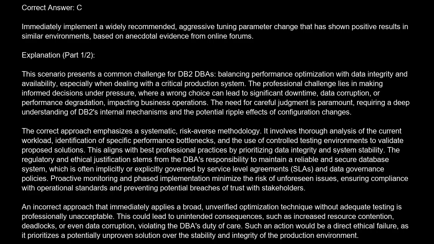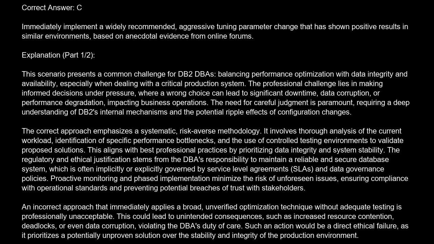The regulatory and ethical justification stems from the DBA's responsibility to maintain a reliable and secure database system, which is often implicitly or explicitly governed by service-level agreements, SLAs, and data governance policies. Proactive monitoring and phased implementation minimize the risk of unforeseen issues, ensuring compliance with operational standards and preventing potential breaches of trust with stakeholders.